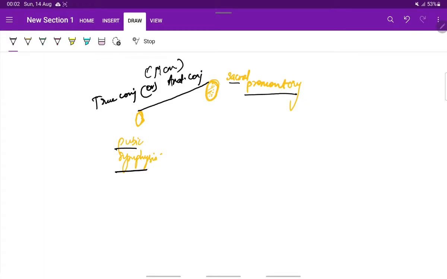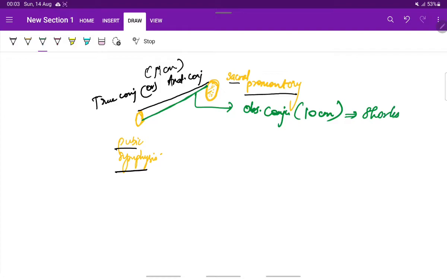Next will be the obstetric conjugate. The obstetric conjugate is the distance between the sacral promontory and the nearest point on the posterior side of the symphysis pubis. This will be around 10 centimeters, and as we have already seen, this is the shortest diameter through which the presenting part of the fetus should pass during delivery.